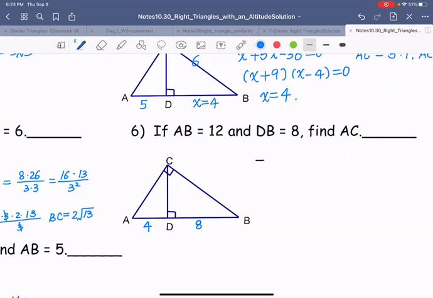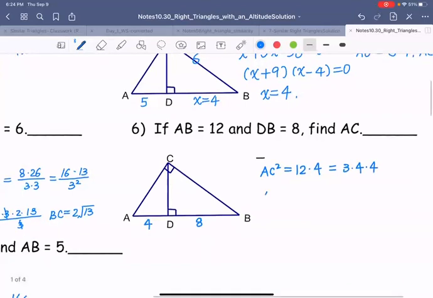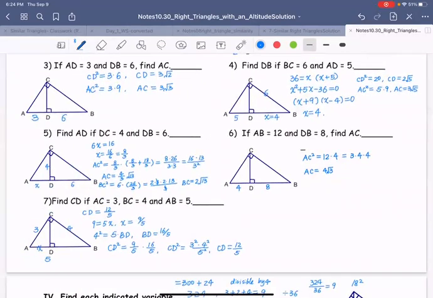AC squared equals BA times AD, so 4 times 12. 12 is who? 3 times 4, right? Okay, so AC equals 4 times the square root of 3. Good job. Does this make sense now? Yes. Okay, that's number 6.